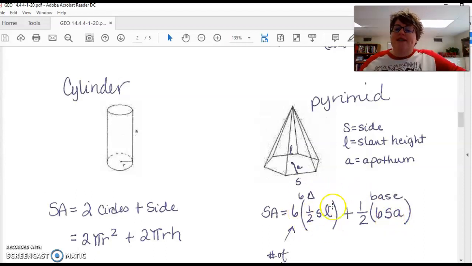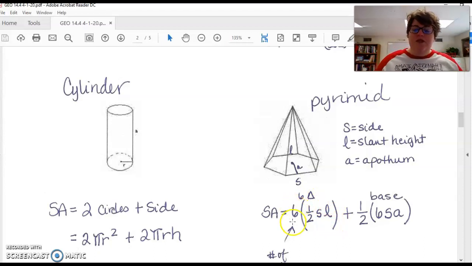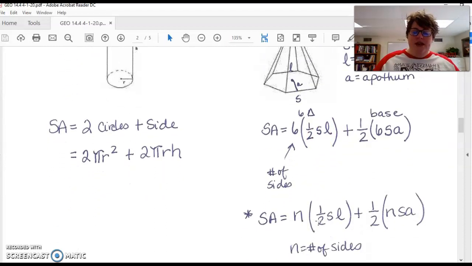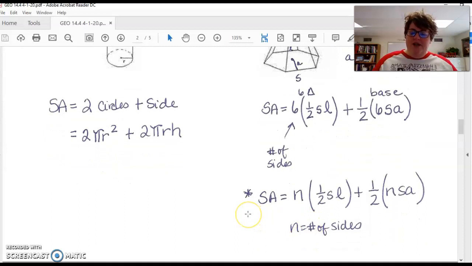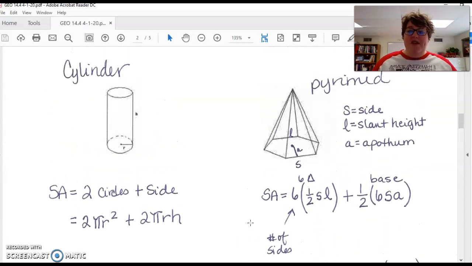And then your 6 triangles that go around it, or the number of triangles that go around it. So 6 times 1/2 base times height, or in this case, your base is your S. L is your slant height. So L is the height of your triangle. So I tried to write a general one down here. So N is the number of sides. And then substitute in. So this is for a pyramid.